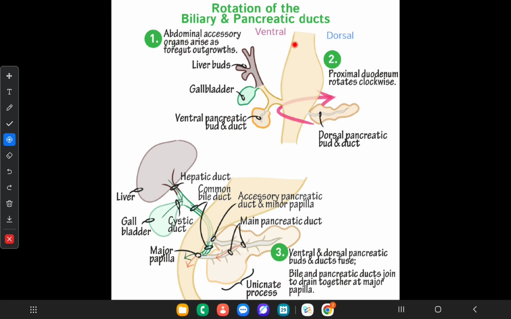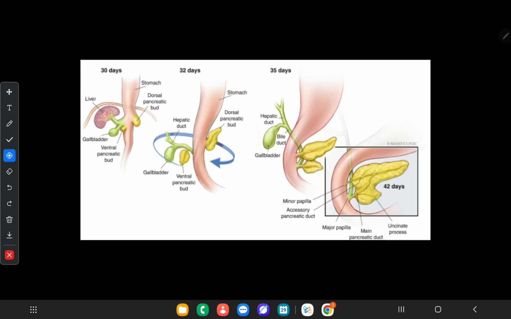From this video, I will discuss the development of the liver, gallbladder and pancreas. First I will discuss the development of the liver and gallbladder. Usually the liver primordium appears in the middle of the third week. It appears as an outgrowth of the endodermal epithelium at the distal end of the foregut.